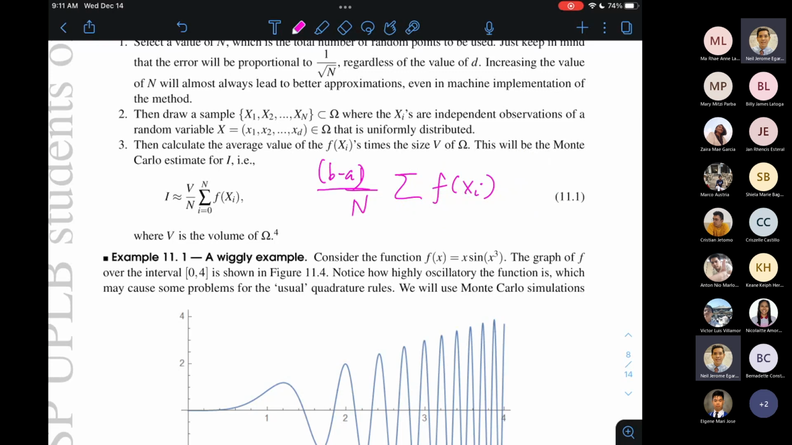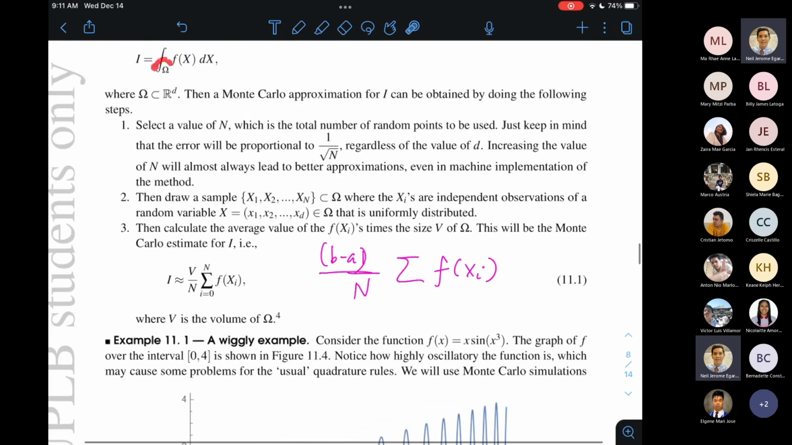Length of the interval all over n times the summation of the function values. Area ng rectangle. Average areas ng mga rectangles. So, itong b minus a, ito ay yung size ng integration interval. Alright? Now, kapag nasa higher dimension na tayo, nag-i-integrate ako over omega, the size of omega will now be generalized. Hindi na lang siya length ng interval.